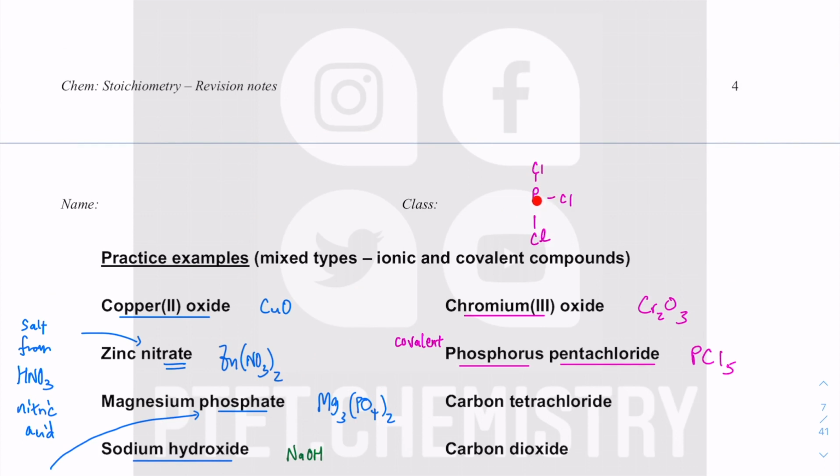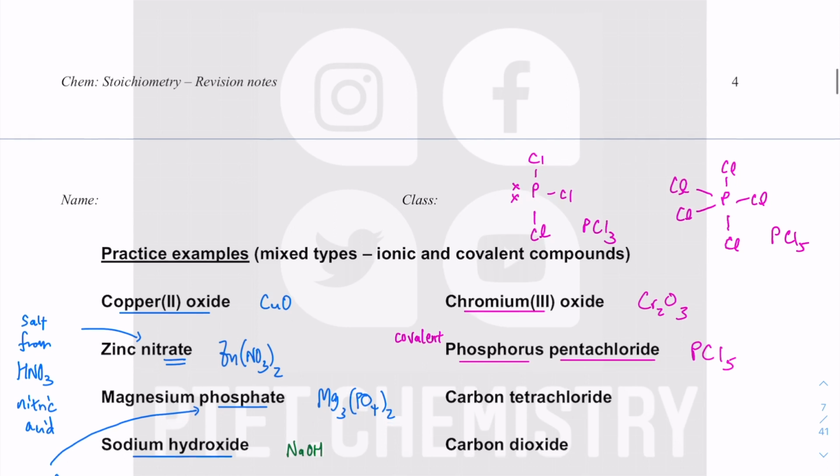Phosphorus is in group 5. It's got 5 outer shell electrons. So what happened there is phosphorus still has 1 lone pair. So there is PCl3, phosphorus 3 chloride or phosphorus trichloride. And then phosphorus pentagon, 5-sided building in the US. So there's a 5-sided building, and here you have 5 chlorine, pentachloride, PCl5.